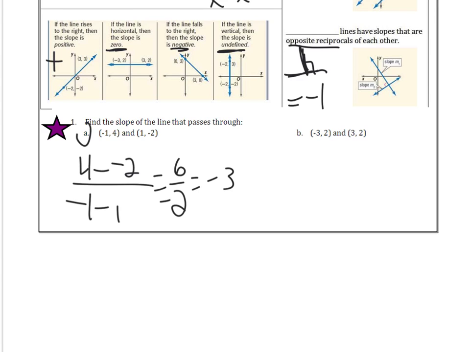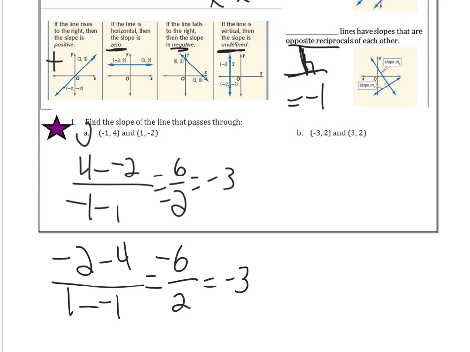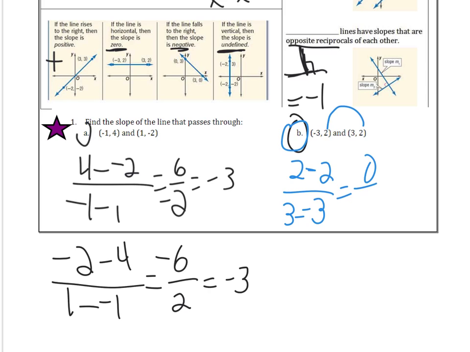Well, it doesn't matter in the long run, because if I do it the other way, -2 minus 4 over 1 minus -1, that gives me -6 over 2. It still gives me -3. So it doesn't matter which one you lead with, as long as you are consistent and keep that same one going forward. So if I look at B, 2 minus 2 over 3 minus -3, 0 over 6, it's still 0. My slope is just going to be 0.